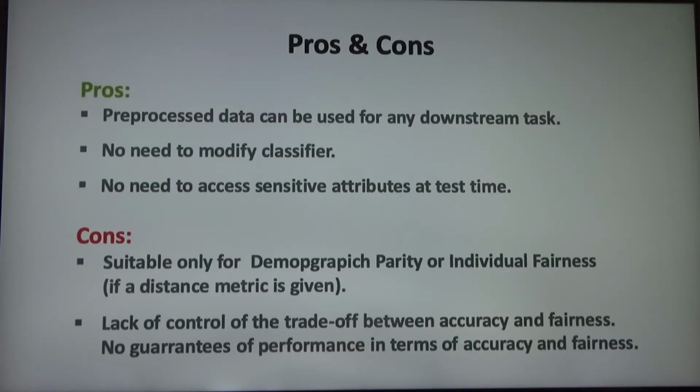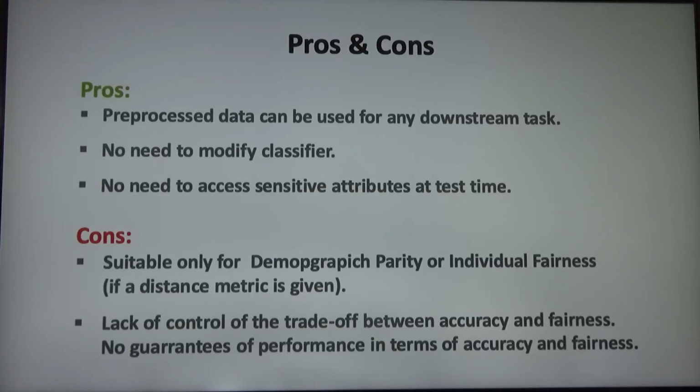Good. There are pros and cons of this method. The good thing is that once you have pre-processed the data, in general, it doesn't matter for which task or which classifier you are going to use, so you can pre-process the data and try different classifiers. Another good property is that once you have transformed the data, you are not going to need access to the sensitive attribute at test time. That implies that you are not going to suffer from disparate treatment. Remember that disparate treatment was related to direct discrimination, and it was the fact that you were using the sensitive attribute in order to make the decision.